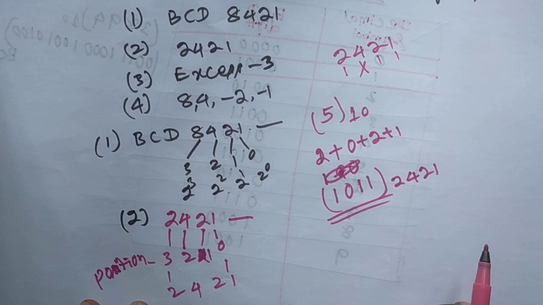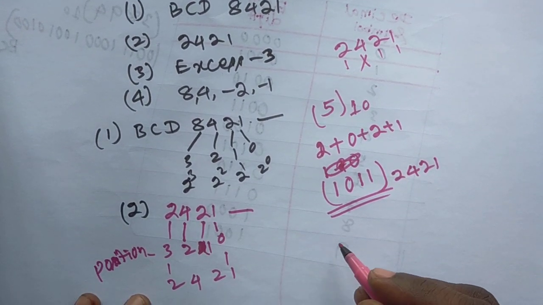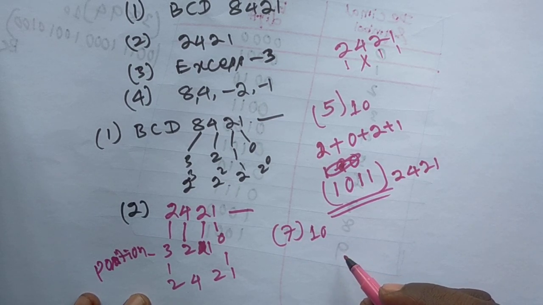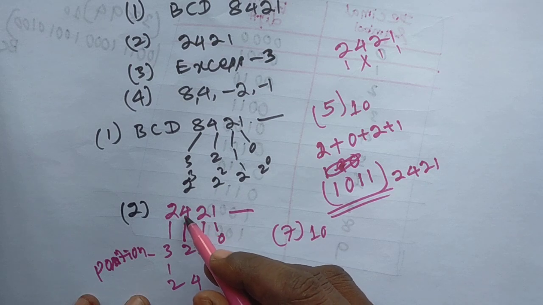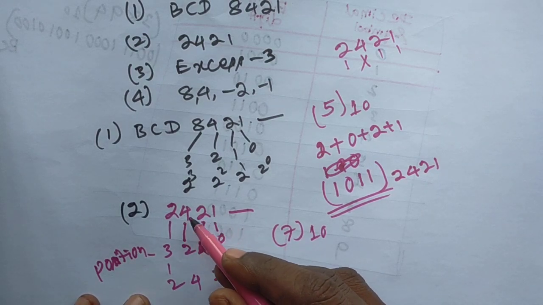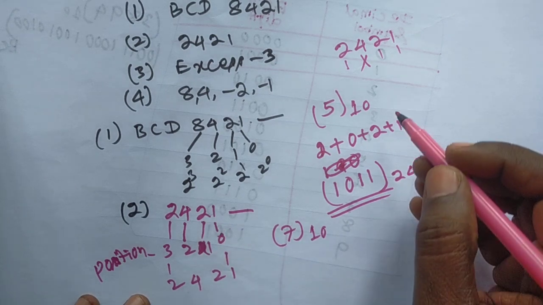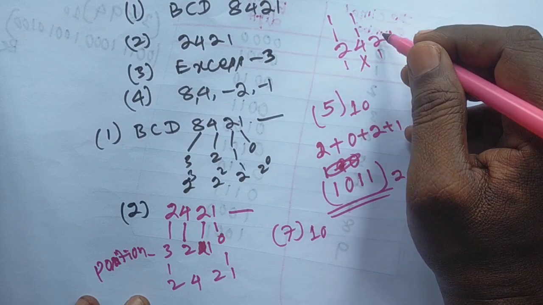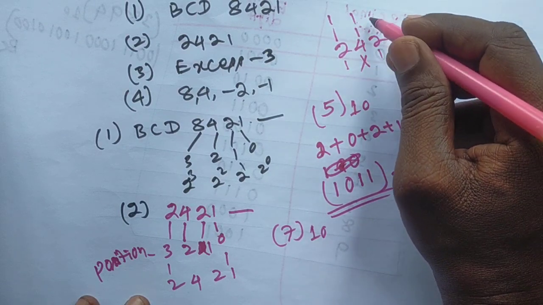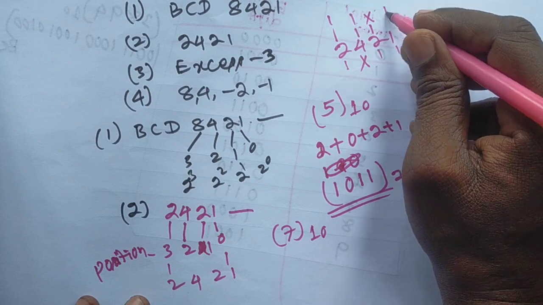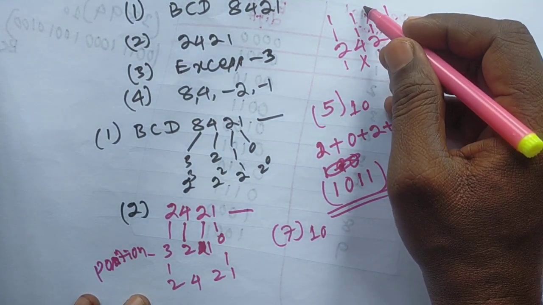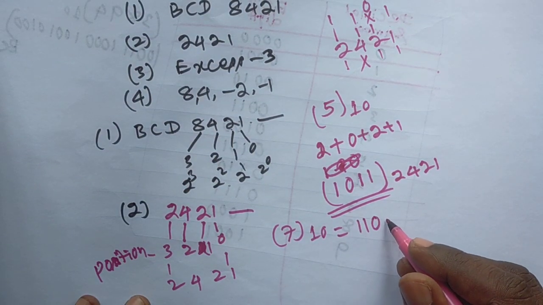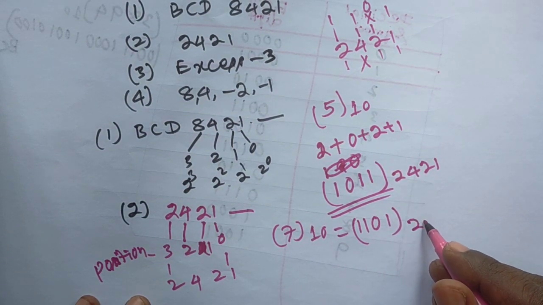Okay, another example we can take. Suppose 7, for example. 7 is very simple here. How to define 7? That is 4, 2, 1. 2 is required, here 1. 4 is required, here is 1. 6 is not required. So which ones are required? 1, 1, and here is 0. Which are not required, that is 0. Then what do you write? 1, 1, 0, 1. That is 2, 4, 2, 1.